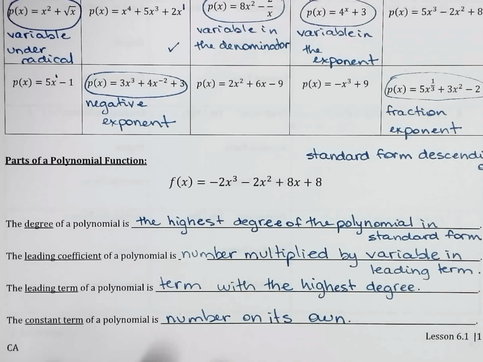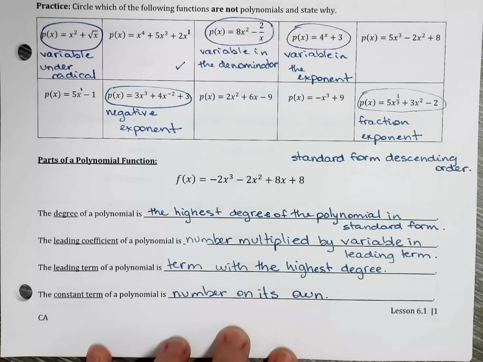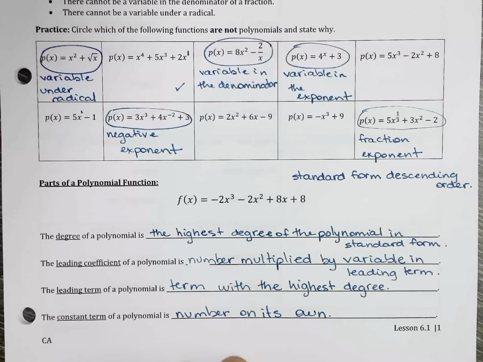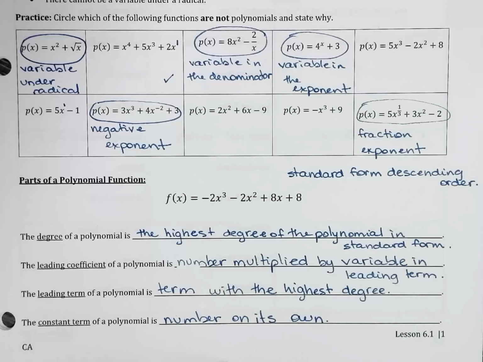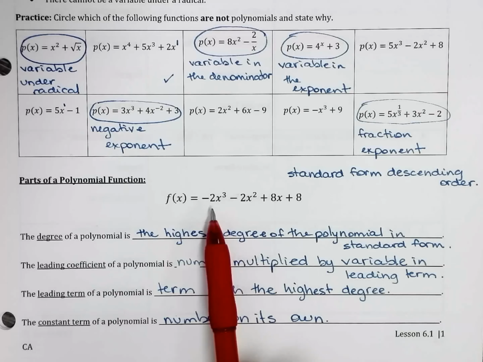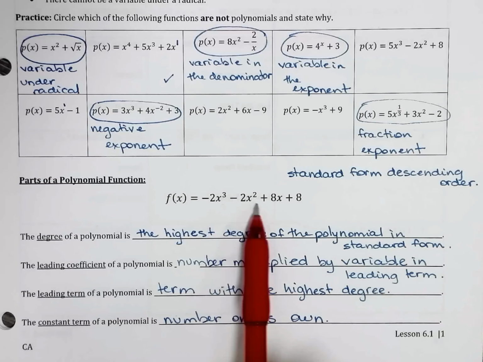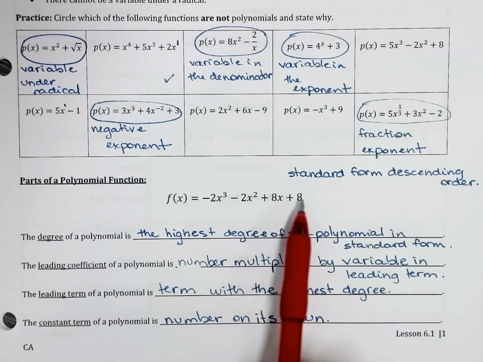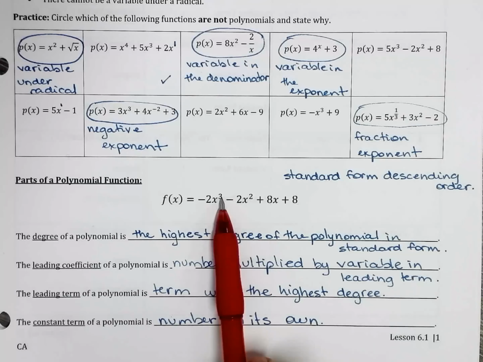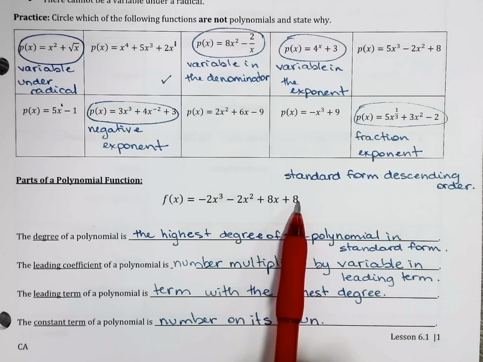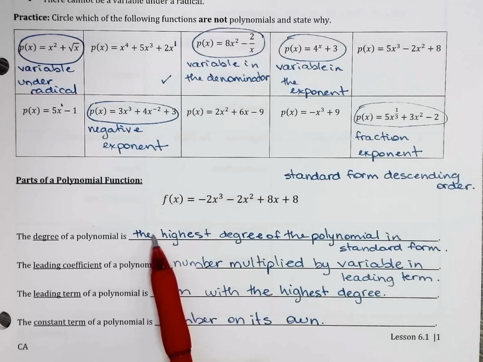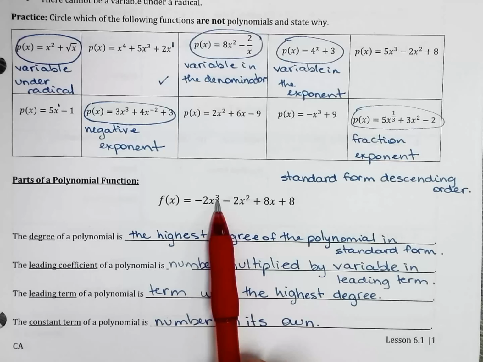Next, we have the parts of a polynomial function. A couple things we need to know is the degree of a polynomial, which is the highest degree of the polynomial in standard form. This is the example we're using. Notice how this is already in standard form, and it goes from highest to lowest degree. The highest exponent is 3, then exponent 2, 1, and 0 on the variable. So in this case, the degree of this polynomial will be 3.